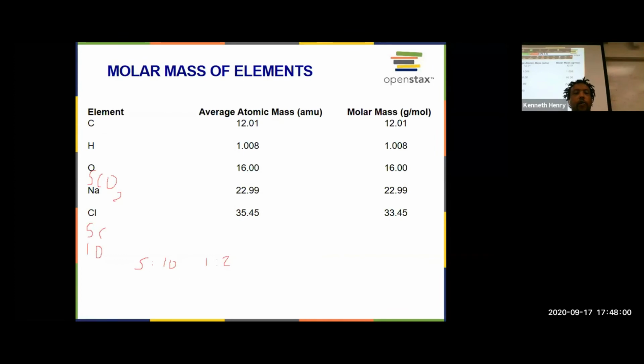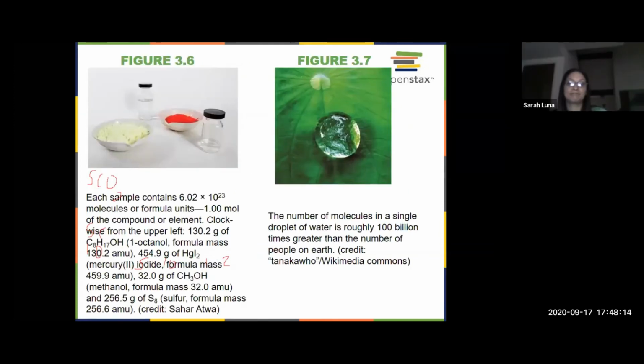Okay, so we've talked about the molar mass of the elements. You have a good understanding of it. We've talked about the average atomic mass, AMU, okay?